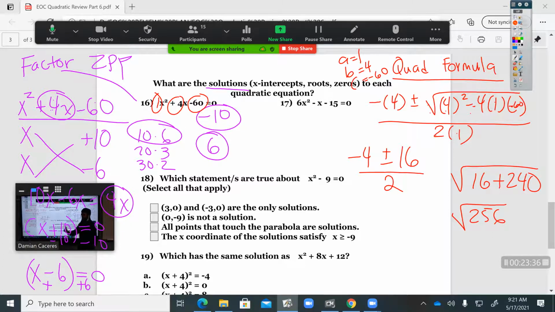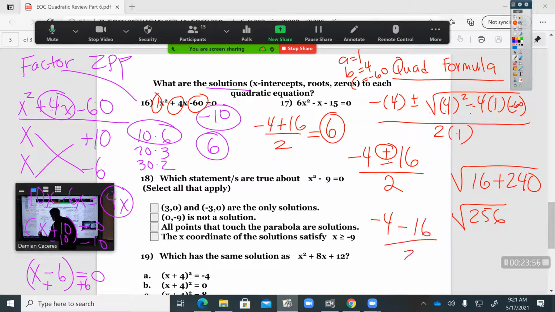Now this is what's going to get us both solutions. You just grab the calculator and use the plus sign. Negative 4 plus 16 divided by 2 equals positive 6. Now use the minus for the next one. Negative 4 minus 16 divided by 2 equals negative 10.